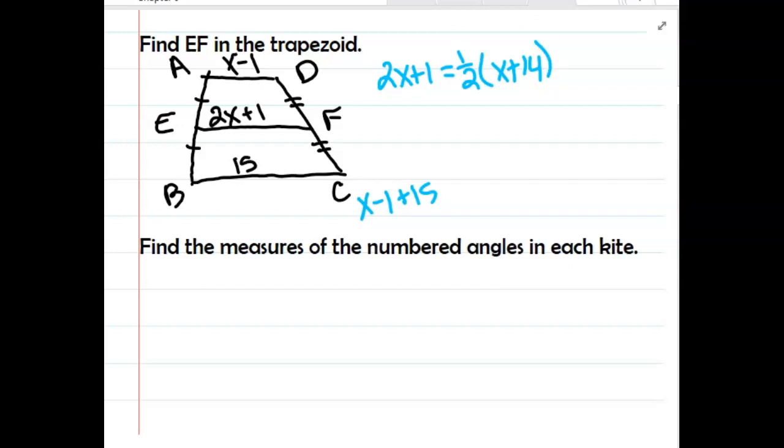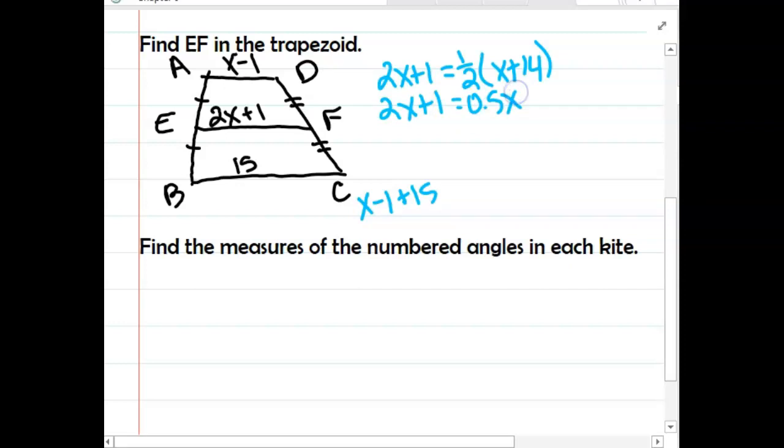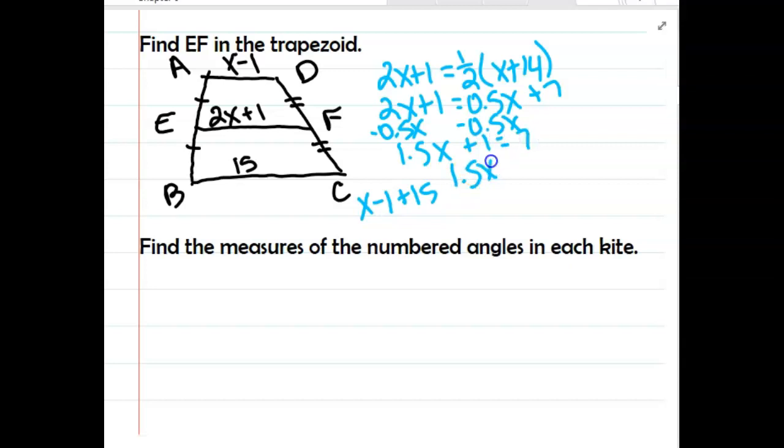Now, in my opinion, I think it's probably going to be easier to use decimals. So instead of leaving it as 1/2 x, I think it's probably a little easier to call it 0.5x. Means the same thing. I think sometimes we're a little more comfortable with decimals. And then half of 14 would be 7. Get your x's on the same side, so subtract 0.5x from both sides. So we have 1.5x plus 1 equals 7. Subtract 1, so 1.5x equals 6. When you divide by 1.5, you get x equals 4.